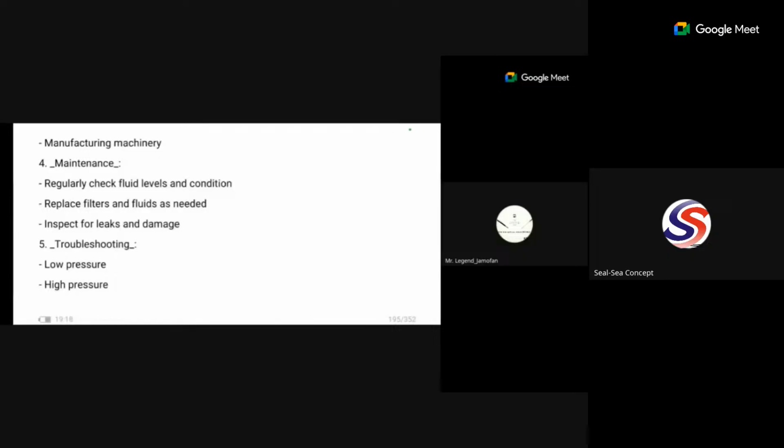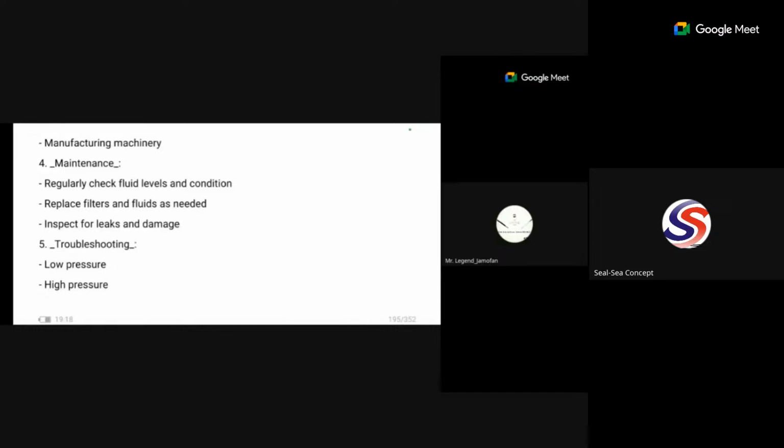So what is the application of hydraulic system? Heavy machinery. I mentioned it in the second class, they make use of hydraulic. Construction equipment, they make use of hydraulic. We have manufacturing machinery, they make use of hydraulic. Now, the aspect that concerns us is the maintenance of hydraulic system. What are the maintenance tasks which we are actually learning in this course?